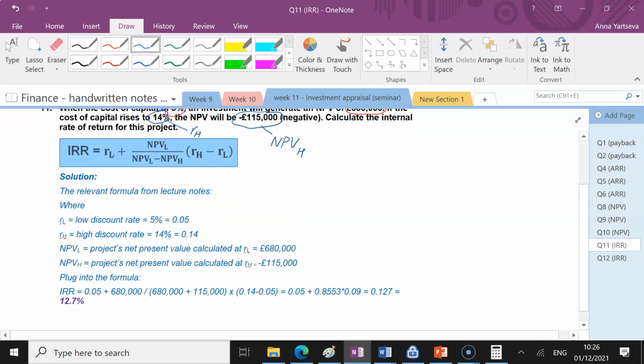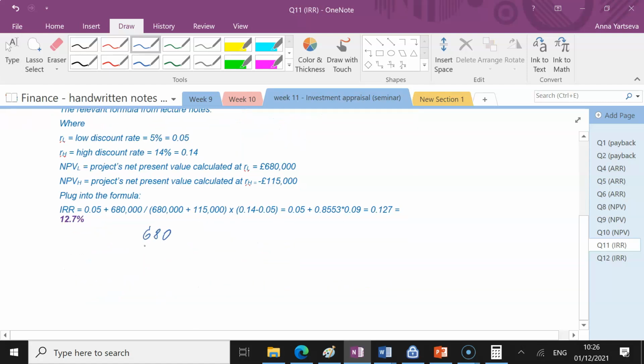So low discount rate is 5%, our first term. Net present value at a low discount rate is 680. You divide this by the difference between two net present values. Here, minus will change to plus because our net present value at a high discount rate is negative. So what we have here, 680 divided by 680 minus 115, which is 680 divided by 680 plus 115. And this is what we have here in brackets.